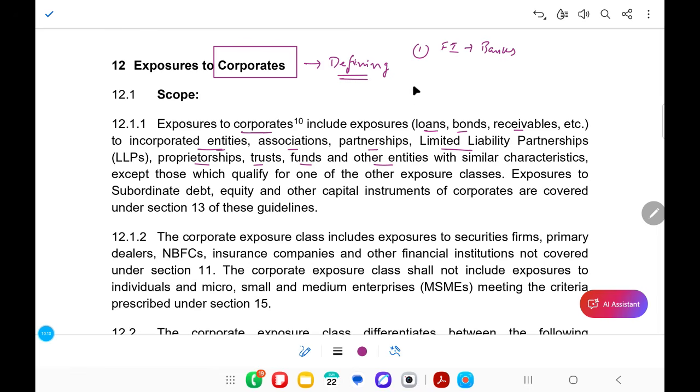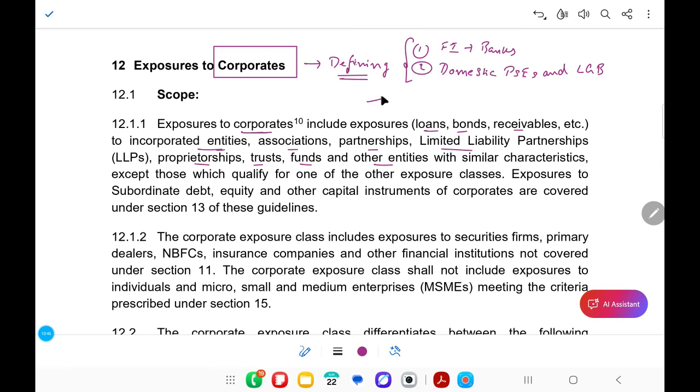Further, there is also a criterion that domestic PSEs and local government bodies, okay, are also risk weighted in a manner similar to the corporates, right? So these are the including criteria.